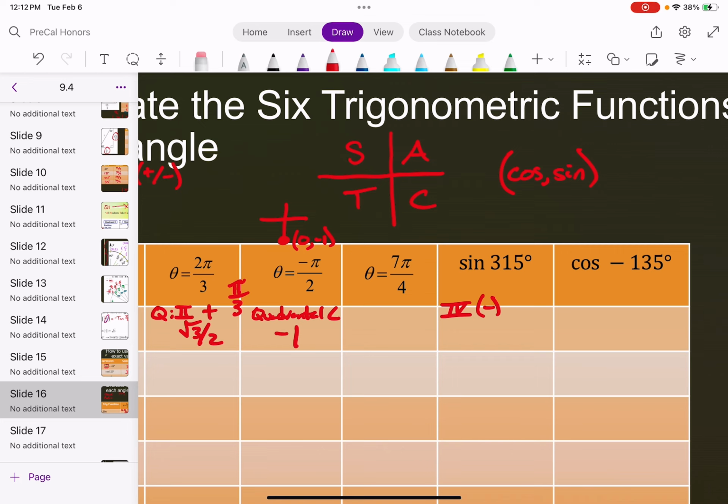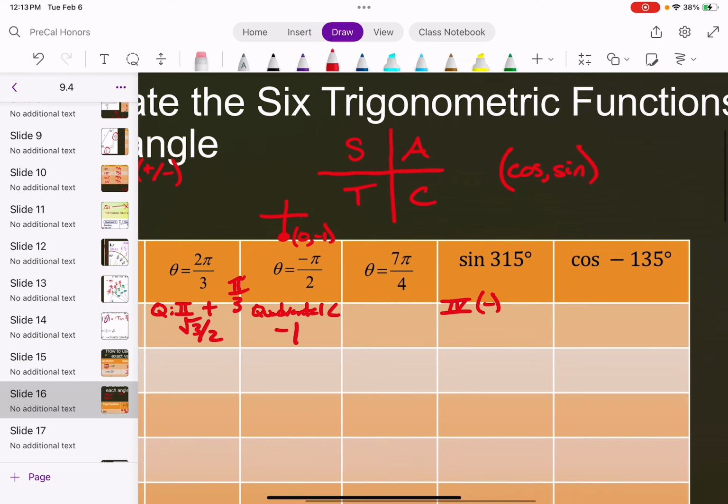We're going to take a look at the reference angle. The reference angle would be 45 degrees. From here, we take a look at the sine of 315. Sine of 315 would be negative square root of 2 over 2.